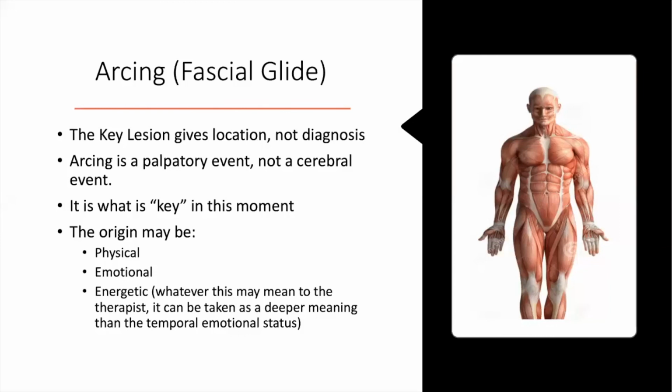It's a completely palpatory event, and it happens instantaneously. The moment you palpate them and you're taking 10, 15 seconds of pushing, you're thinking, how does this fit? What did my teachers say? How does this make sense? You're not thinking and palpating at the same time. The origin of the key lesion can be physical, emotional, or energetic, whatever that means to you. Energy means a lot of different things to me, but in this lecture, let's just say physical, emotional, or something more than that.